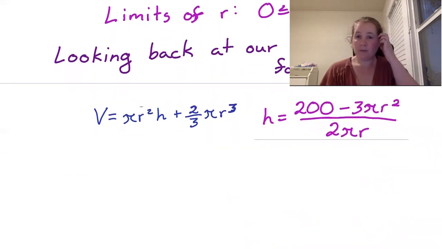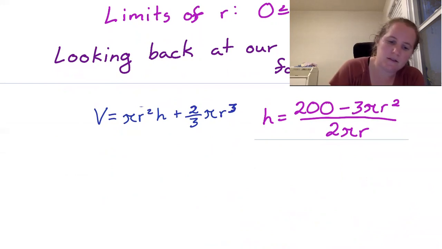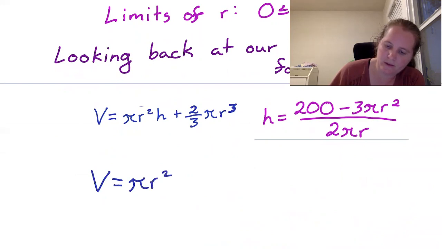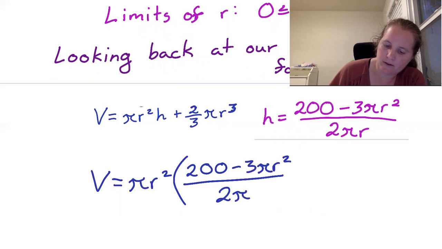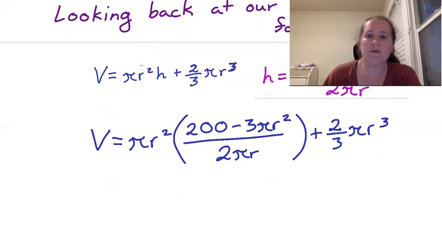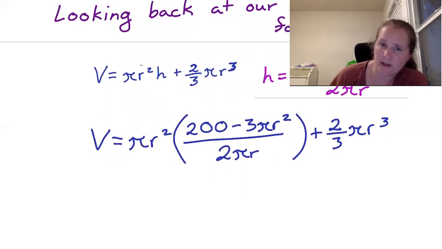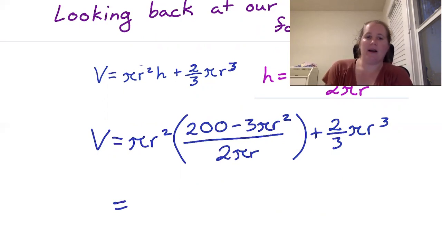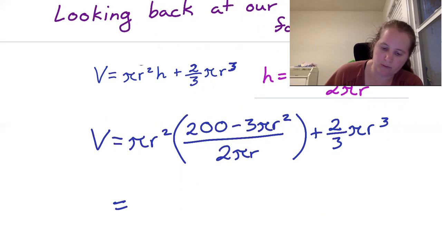So at this point, then, we can go ahead and plug in. We have volume is equal to pi r squared times (200 minus 3 pi r squared all over 2 pi r) plus 2/3 pi r cubed. If we multiply in that pi r squared and break up our fraction, the 200 pi r squared over 2 pi r would leave us with 100 r.